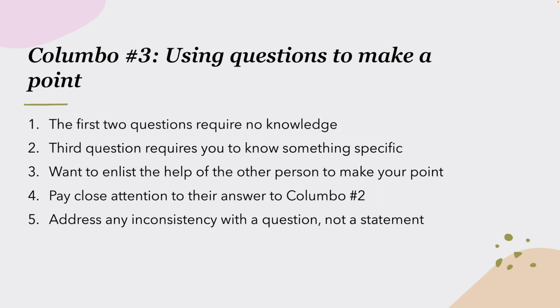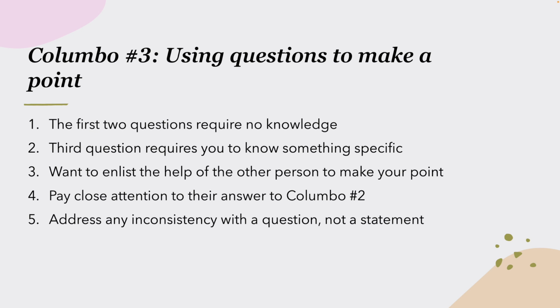So you're using a question to make a point that if you're a moral relativist, racism cannot be objectively wrong. And so why are you even correcting me for being a racist at that point, right? You're using all that information that you gathered from Columbo number 2, establishing that they're a moral relativist and that they believe racism is wrong, and then finally in Columbo number 3, you put them together and ask it in question form. You want to address any inconsistency with a question, not a statement.